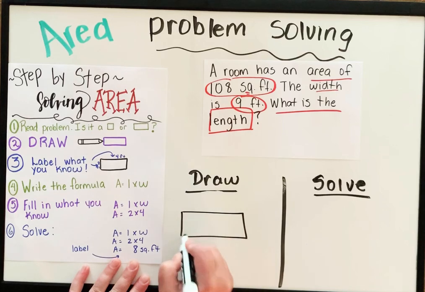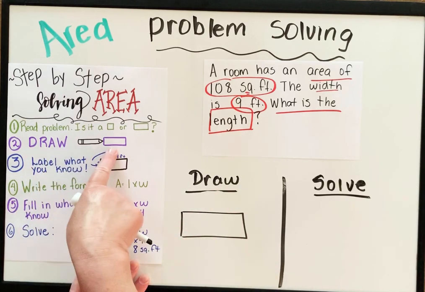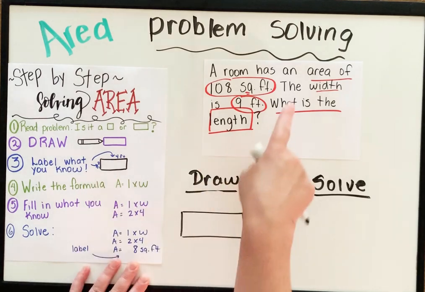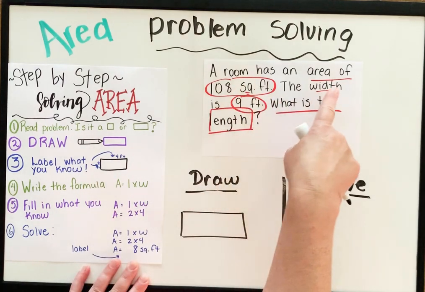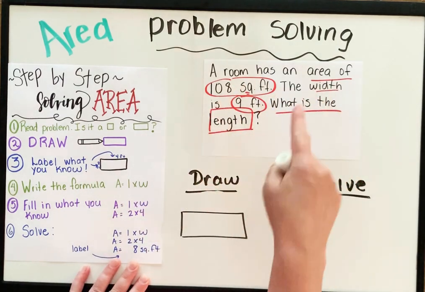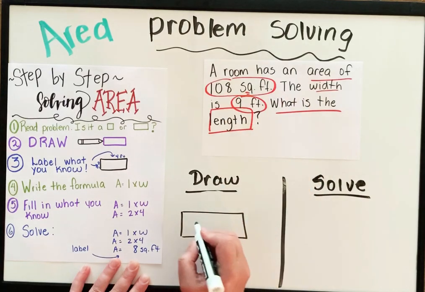That tells me it's going to be a rectangle. I'm going to draw that rectangle. Now I'm going to label the parts that I do know. Look in your problem. Now this time I have an area. I like to put the area on the inside.